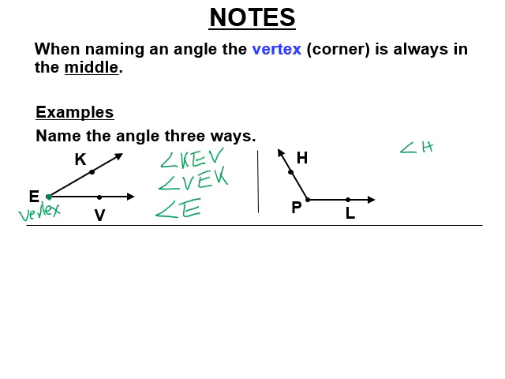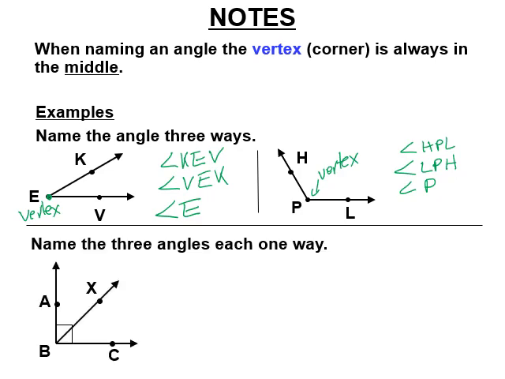So angle HPL, notice the angle symbol stays the same. Angle LPH and angle P. What do we call the corner? We call it the vertex. The vertex letter must be in the middle.